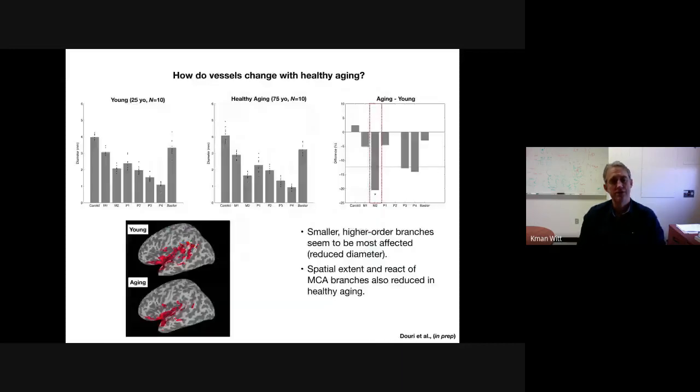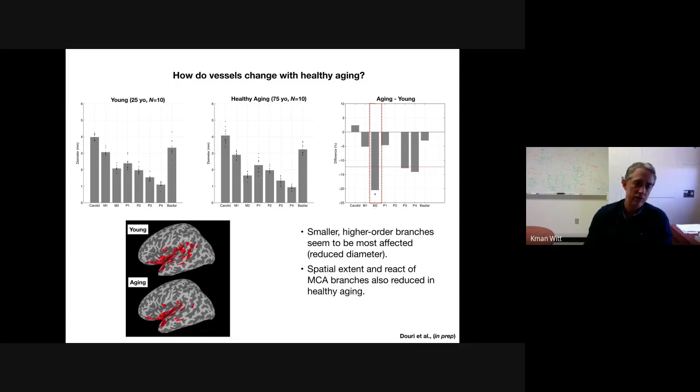And so to test this, one of the first things we did is we recruited a cohort of young and healthy aging adults. We extracted some of the main cerebral arteries and measured their diameter, which you can see here for the young, and the healthy aging. On average, we found that the cerebral arteries were a bit smaller in the aging population. But the effects seem to be most prominent in the MCA, in particular the second order branch of the MCA called the M2 segment.